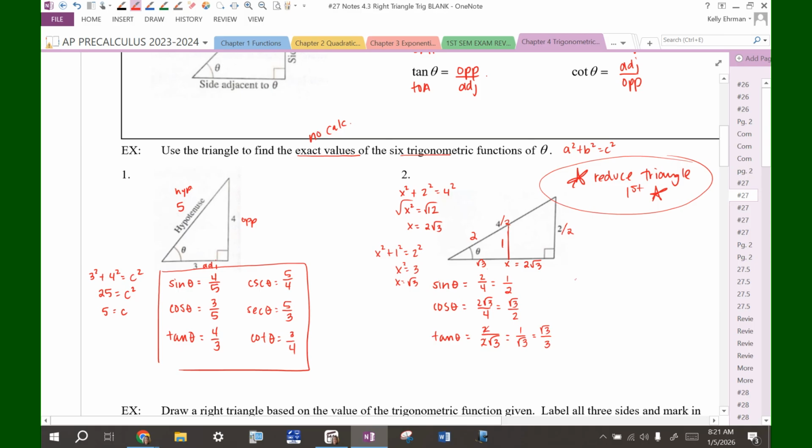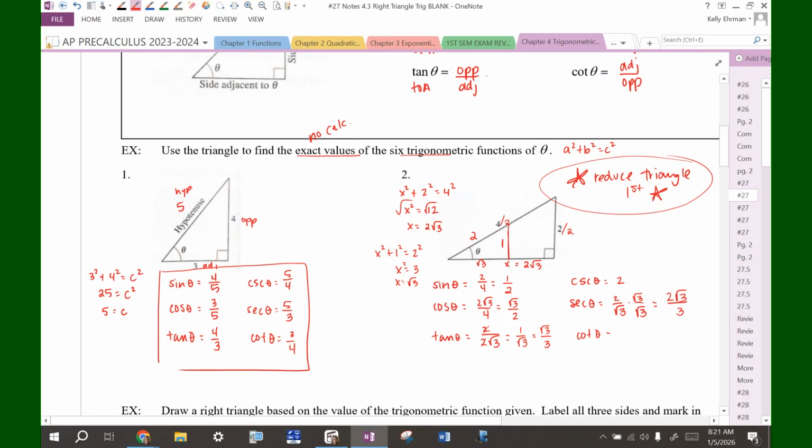All right, let's find the reciprocals. So cosecant is the reciprocal of sine. So the reciprocal of 1/2 is 2. Secant is the reciprocal of cosine. That's going to be 2 over radical 3. But you have to rationalize. So you multiply by radical 3 over radical 3. You get 2 radical 3 over 3. Again, this is a rule for the pre-calc AP exam.